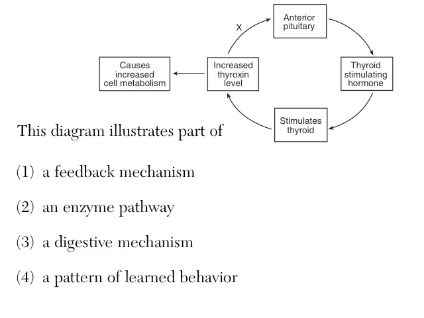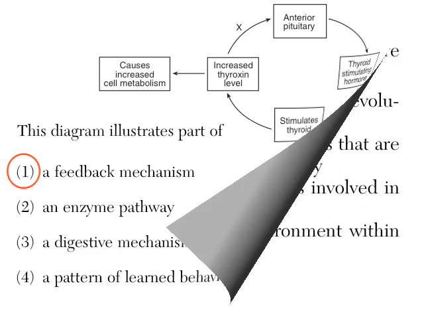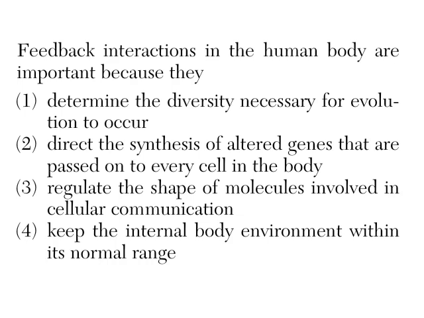Here's an example. Kind of a nice little diagram. Feedback mechanisms are usually shown as little flowchart wheels. And the easiest question you can get is this one. The diagram illustrates part of a feedback mechanism. Here's another one. Feedback interactions in the human body are important because they... And if you were to do this question, you would find out that it's number 4. Keep the internal body environment within its normal range. Fancy way of saying nice and balanced.